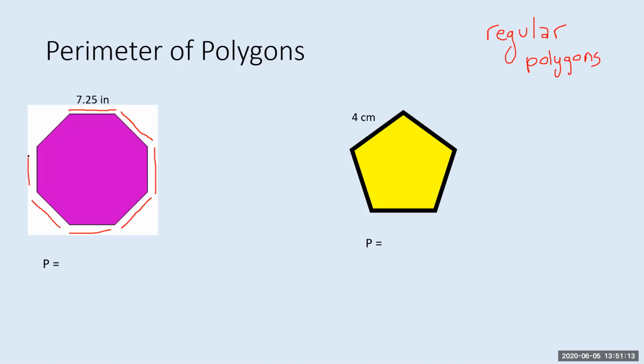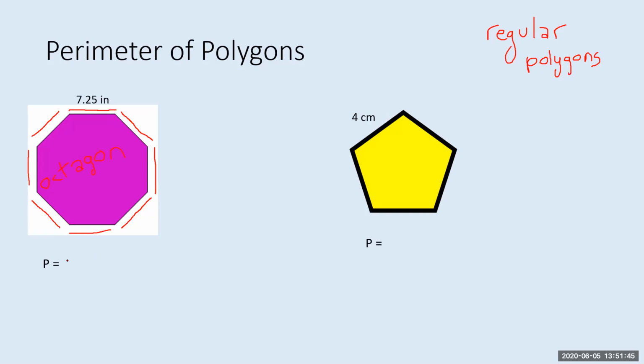This shape has 8 sides. So the name for an 8-sided polygon would be an octagon. That's actually the shape that stop signs are. So stop signs are regular octagons. They have 8 equal sides. So since I'm asked to find the perimeter of this regular octagon, I know it's got 8 equal sides, and each side is 7.25 inches.